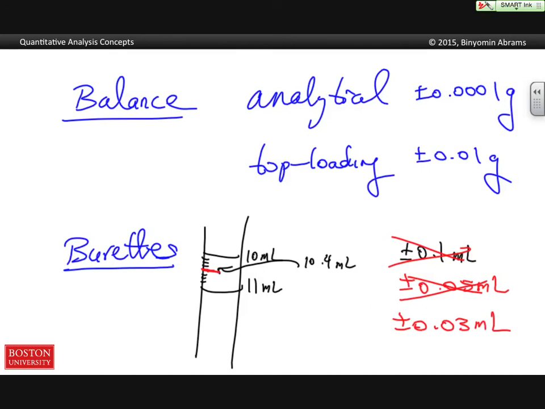Now, in both of these cases, what we see here is that there's an intrinsic uncertainty associated with the piece of equipment. In the case of the burette, however, we see that there's also the influence of the user themselves and how confident they feel they are in their measurement.